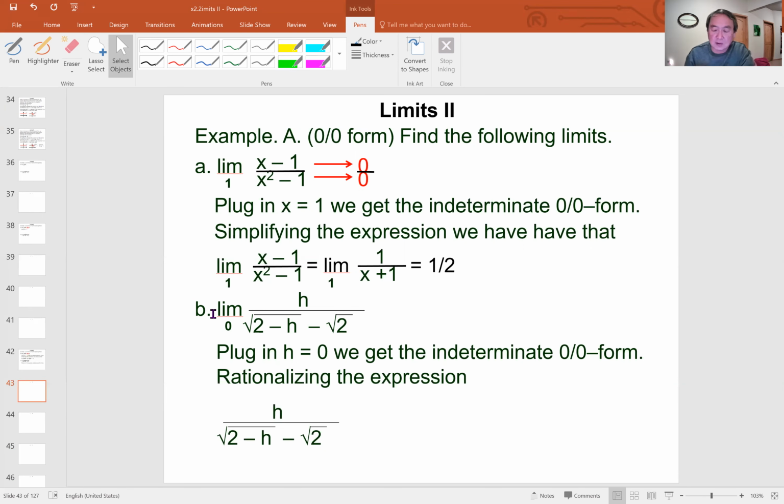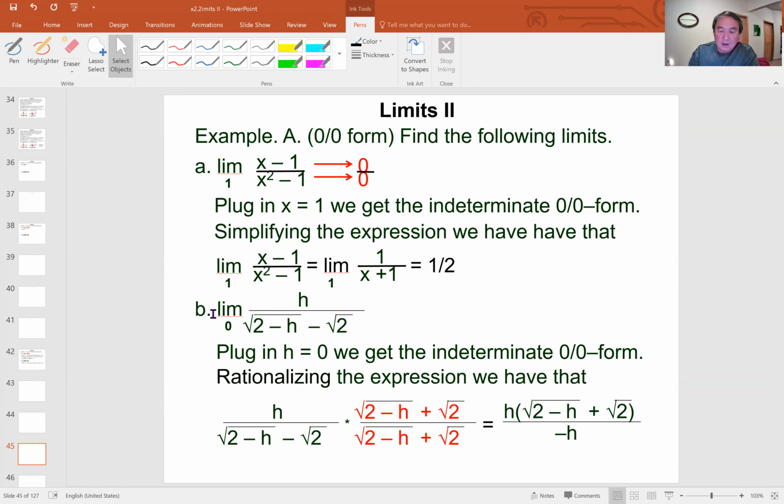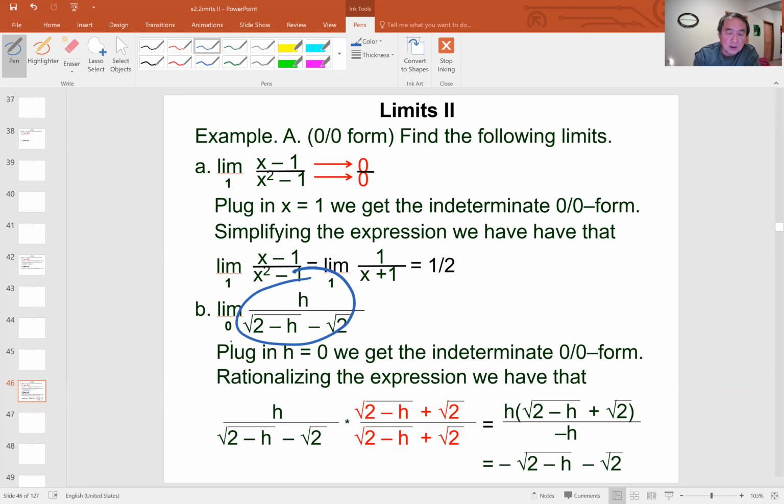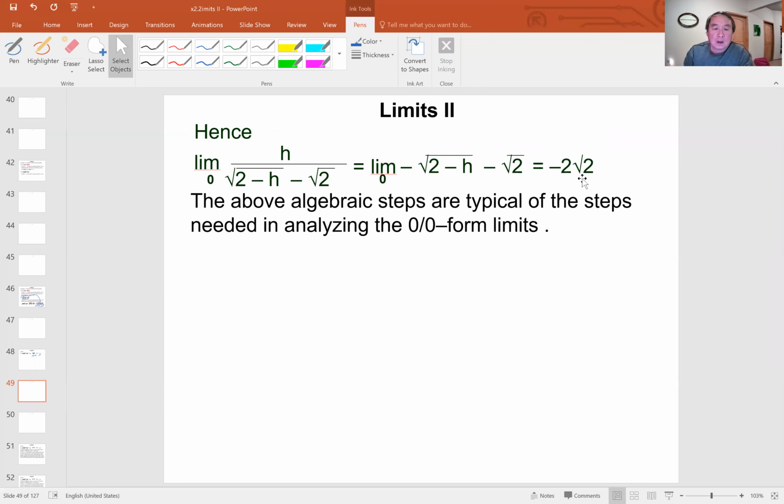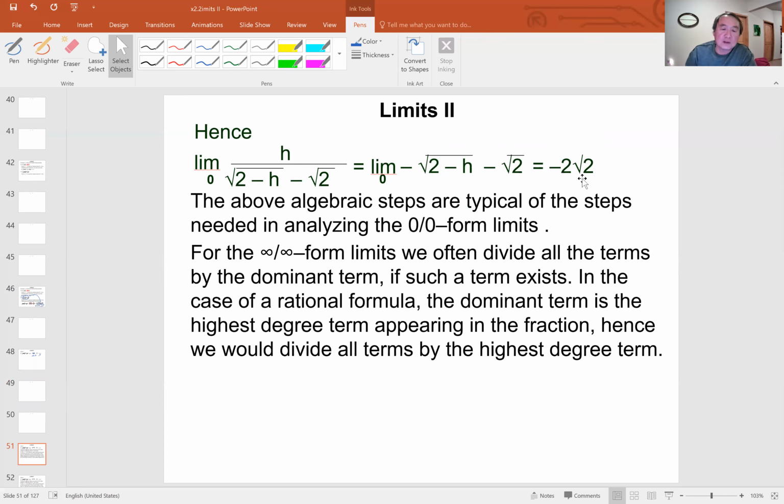There's only one basic trick in this type of format: multiply by the conjugates. What does that do? That changes the form of the limit, plugging 0 in here versus plugging zeros in here. They're the same, but for this one, I know what it is, because when h becomes 0, basically I get minus root 2, two of those, so minus 2 root 2. So those are the steps that we use to look at 0 over 0 forms. Usually change the fractional formula.